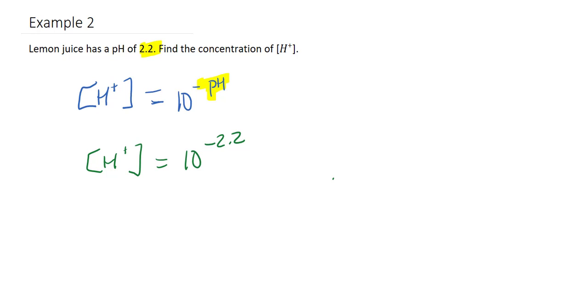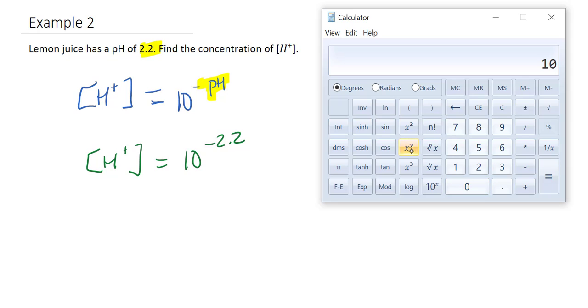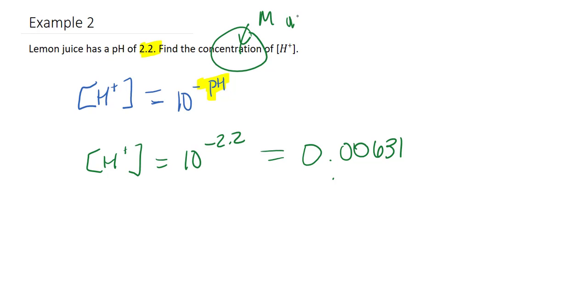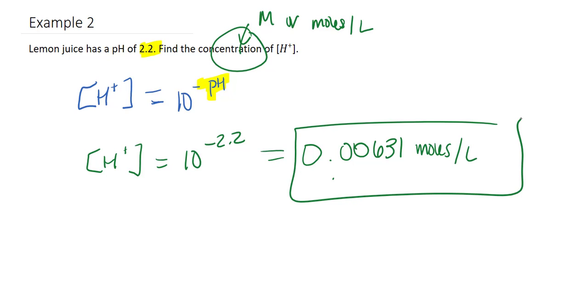Let's get our calculators out. We go 10, and we're going to use the x to the y button to do the exponent. Then we type negative 2.2 and close brackets. Notice it goes 0 minus 2.2, which is the same thing as just negative 2.2. For some reason the calculator needs to do it that way, but it's still the same thing. And we get 0.00631. This is the concentration, so it's molarity, or moles per liter. It's just the amount of stuff in a certain amount of volume.